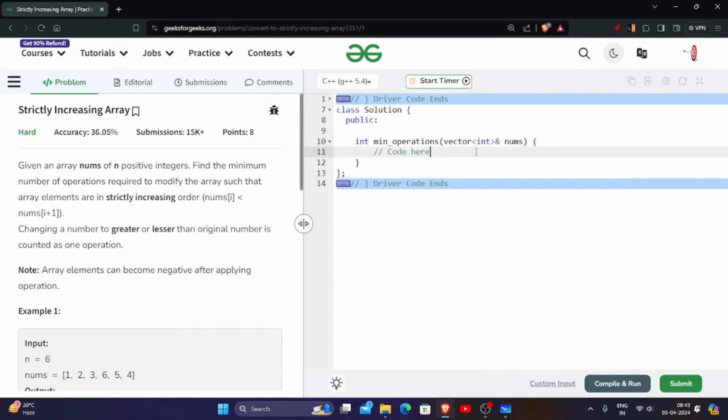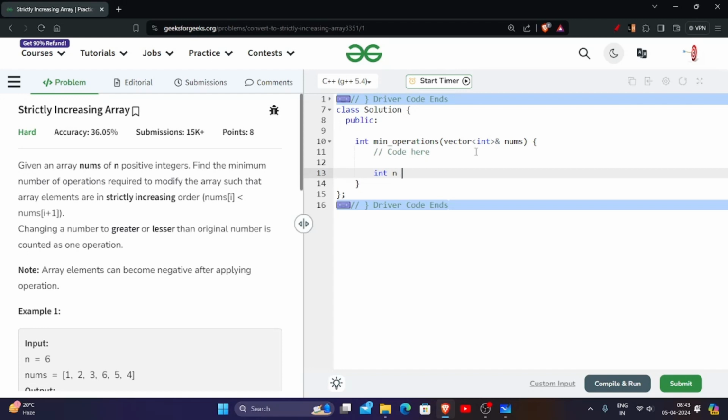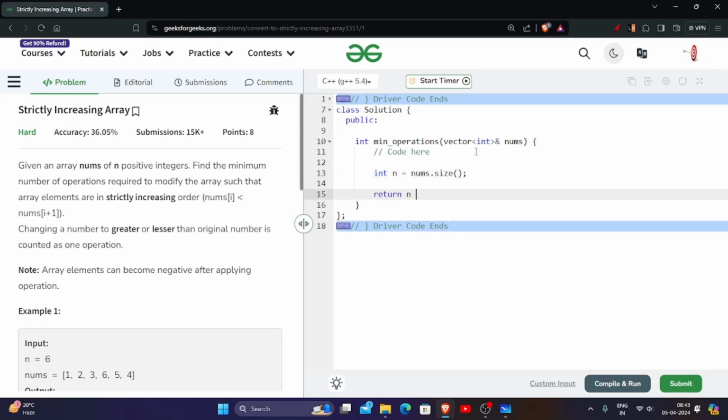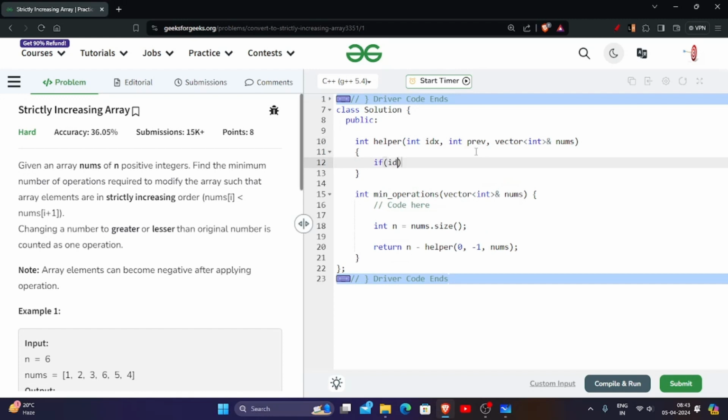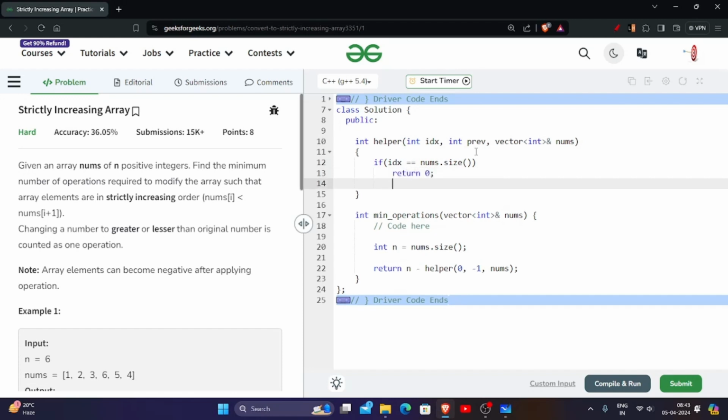So let's come to the code part. First let's have a variable name for the array size, and we know the number of total elements I have minus the maximum sequence I would be getting would be the number of operations. So 0, the starting index, minus 1 that I have not taken anything till now, and nums. Let's make this helper function now. Integer helper. It would be integer index, integer prev, vector of int and of nums. And the base case would be if my index reaches nums dot size, that is the very end, I can actually say return 0.